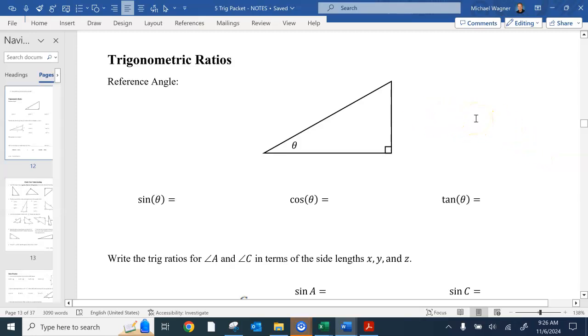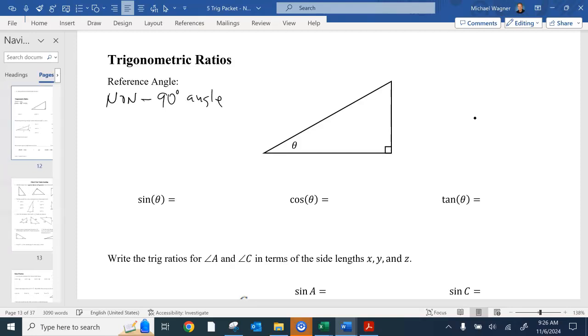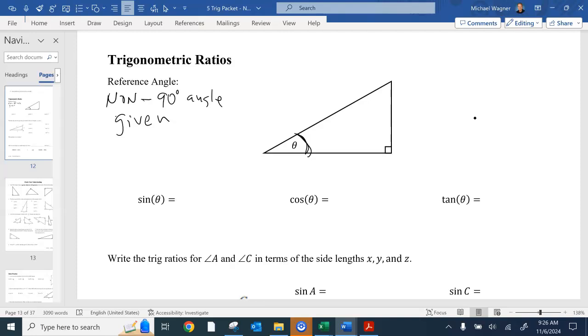What's a reference angle? It's the non-90 degree angle you are given. In this case, it is represented by theta. It's like an O with a line through it. That's considered the reference angle, not the 90-degree angle, but that one. Based upon that, we're going to get a ratio of sides. This is something that's very important.